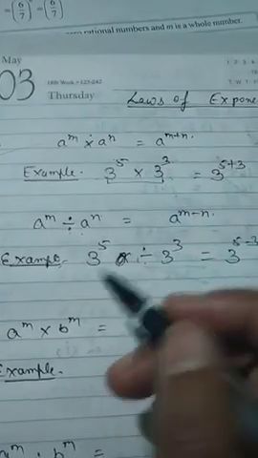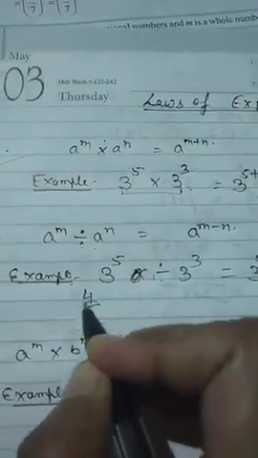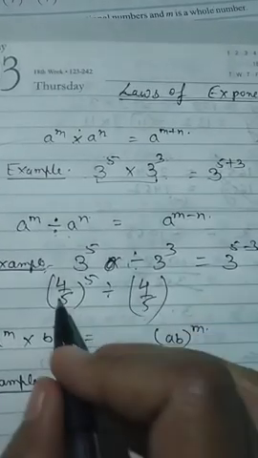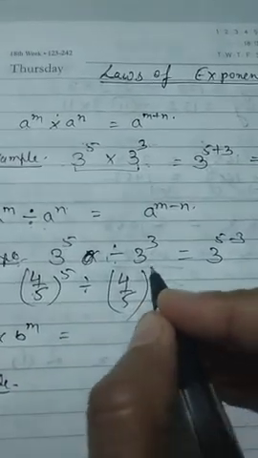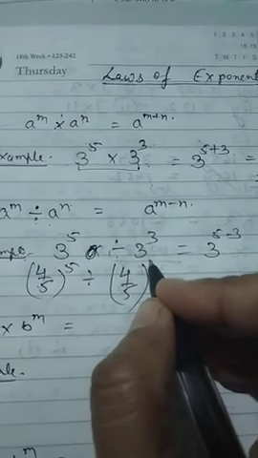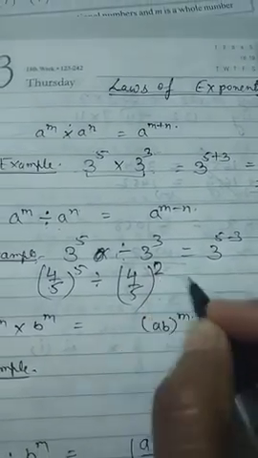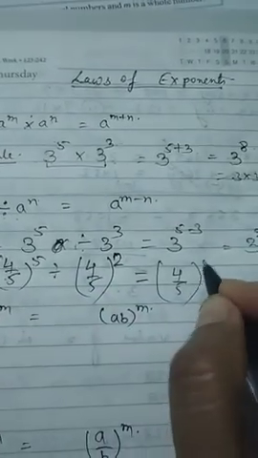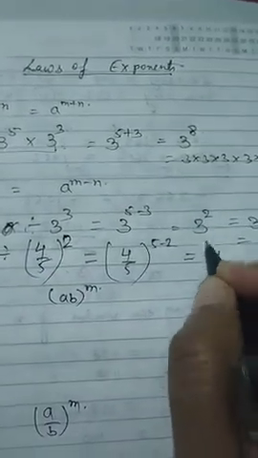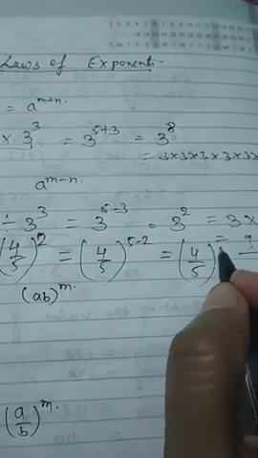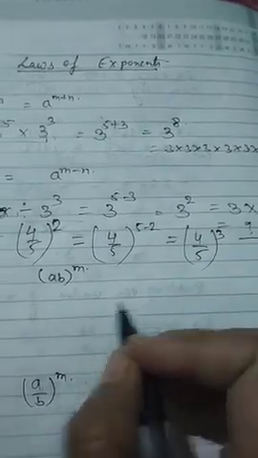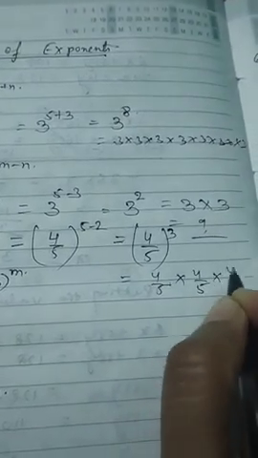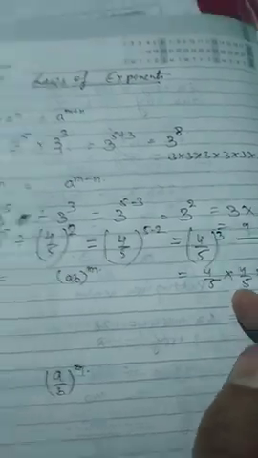It is not necessary that you will take the number like this. We can take rational p by q form also, like 4 by 5 to the power 5 divided by the same base, 4 by 5 to the power 2. Then it will be equal to 4 by 5 to the power 5 minus 2, that is 3. So how will you find out its value? 4 by 5 into 4 by 5 into 4 by 5, 3 times.